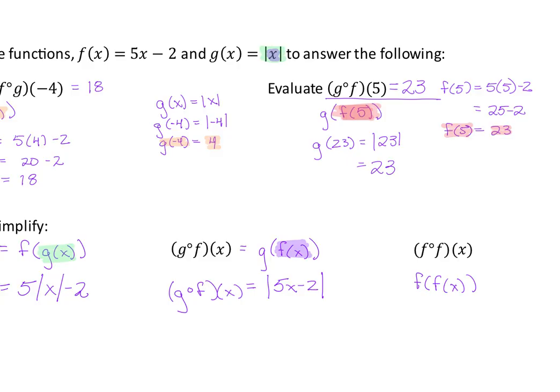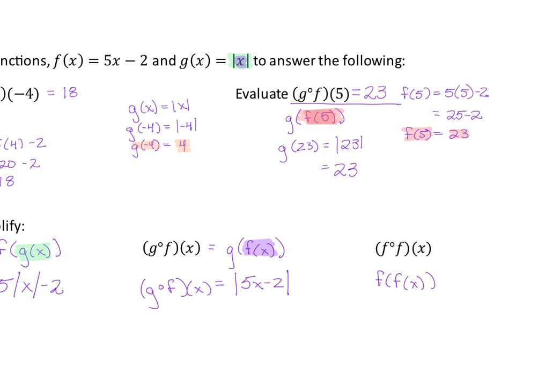Just to make this a little bit easier, this is going to be 5 times f of x. We replace our x with f of x, and then we have minus 2. And here we're going to replace f of x with the 5x minus 2. So when we plug this in, we get 5 times 5x minus 2, the f of x, and then we still have our minus 2.